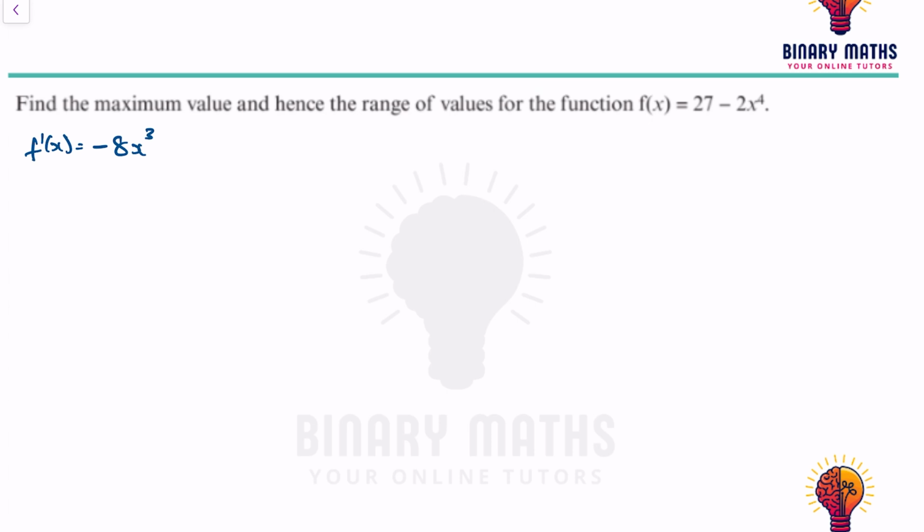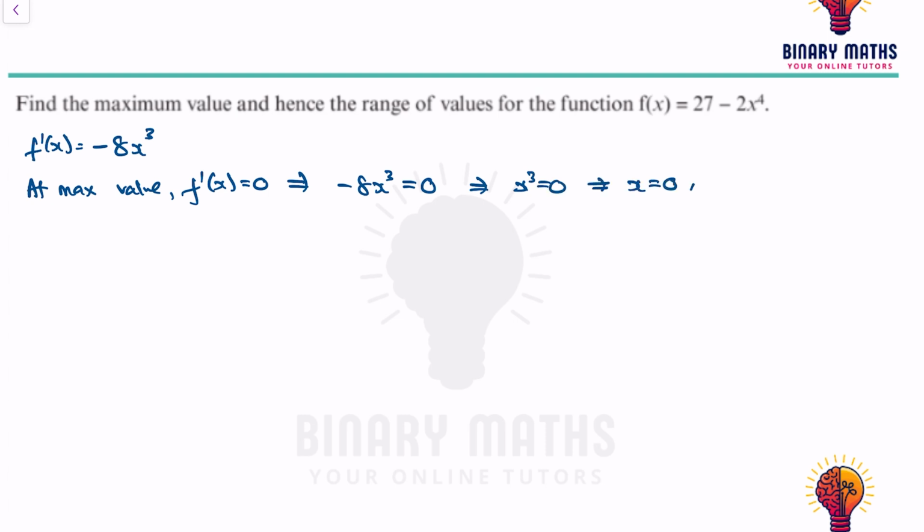Okay, because it's a maximum value, at the maximum point f dash of x will be equal to 0, which implies minus 8x cubed will be equal to 0. That means x cubed is equal to 0, which implies x is equal to 0. When x is equal to 0, then f of x, which is y, will be equal to 27.